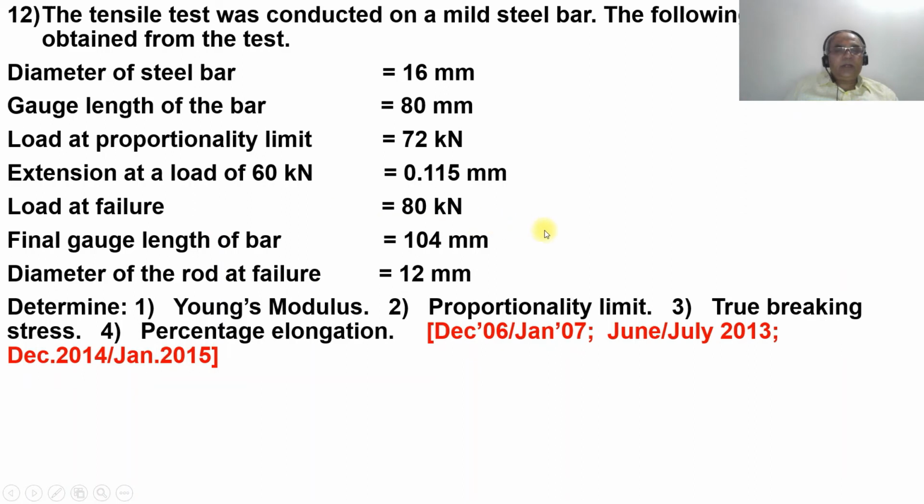Load at failure is 80 kilonewton. Final gauge length of the bar is 104 mm. Diameter of the rod at failure equals 12 mm. Determine: 1. Young's modulus, 2. Proportionality limit, 3. True breaking stress, and 4. Percentage elongation.